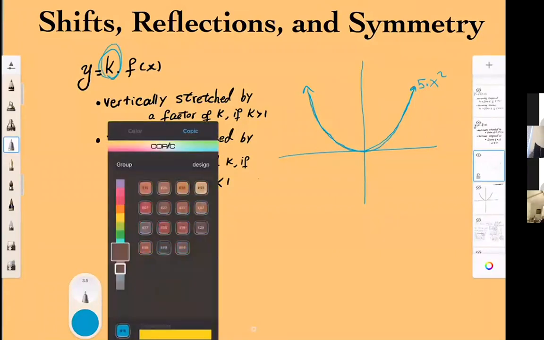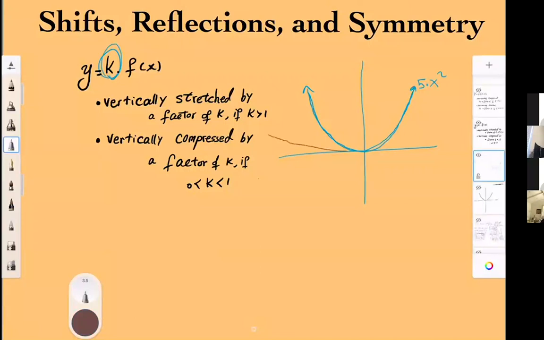It depends on the number that we multiply. Sometimes it gets wider like that. Sometimes it gets narrower like that. There's a word, vertically stretched. I get the graph and stretch it vertically when that k, the number that you multiply, is more than 1. In this case, 5 is more than 1, so you will stretch it vertically. How much you stretch is called the factor of k, or factor of 5.